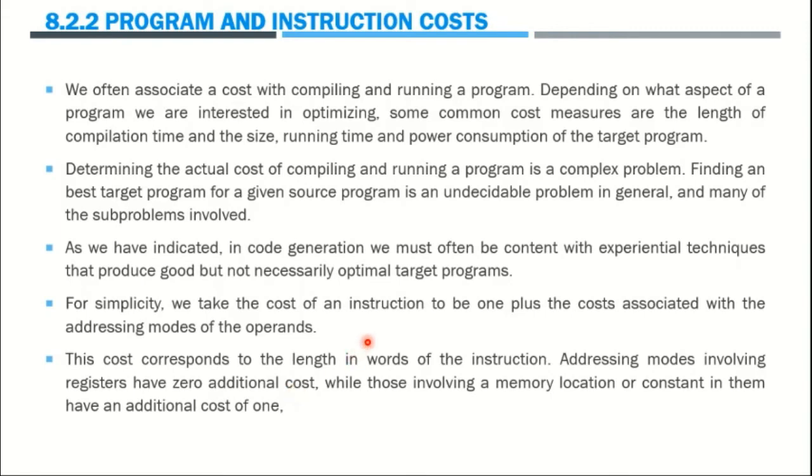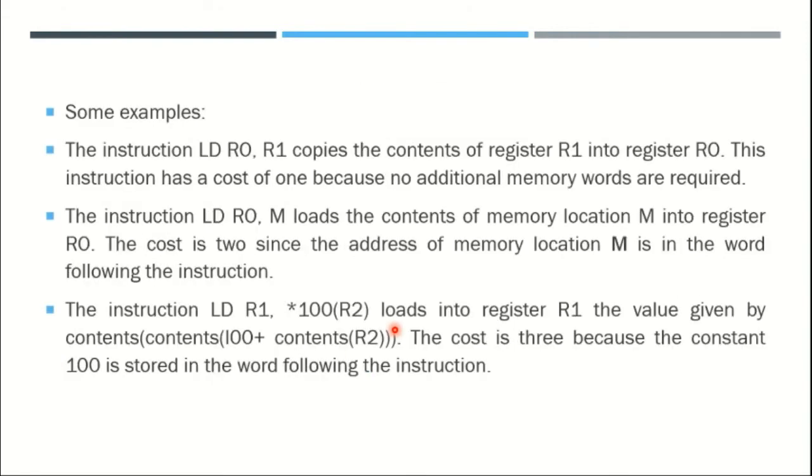Now we observe some examples of how to estimate the cost of a program. For example, there is an instruction LD R0, R1. That means we load the value of R1 into R0. Here R1 and R0 are both registers, so to complete this instruction the cost is only 1.